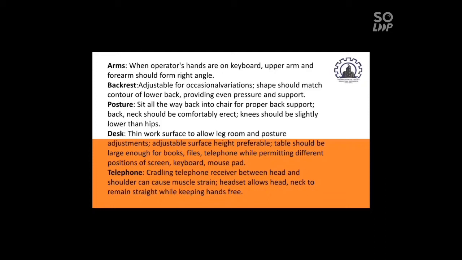Desk, thin work surface to allow legroom and posture adjustments. Adjustable surface height preferable. The table should be large enough for books, files, telephones, while permitting different positions of screen, keyboard, and mousepad. Telephone. Cradling the telephone receiver between head and shoulder can cause muscle strain. Headsets allow head and neck to remain straight while keeping hands free.